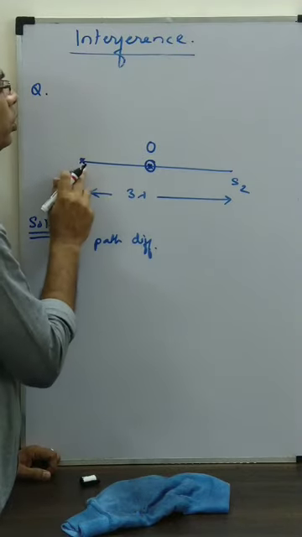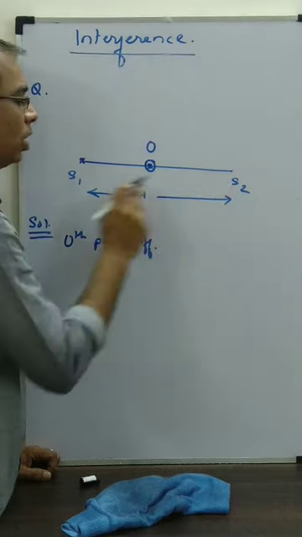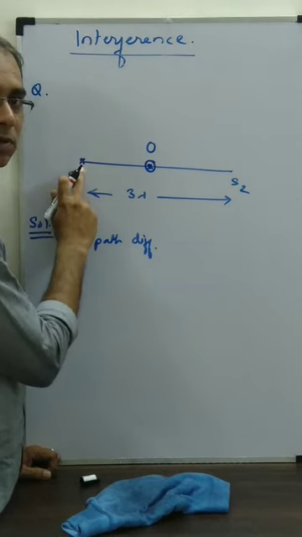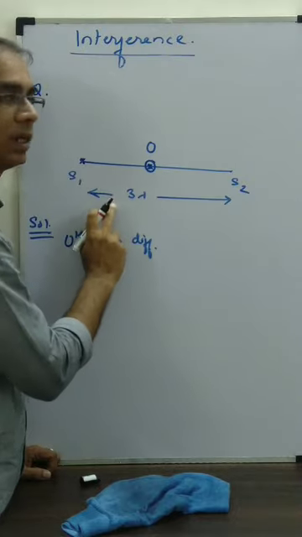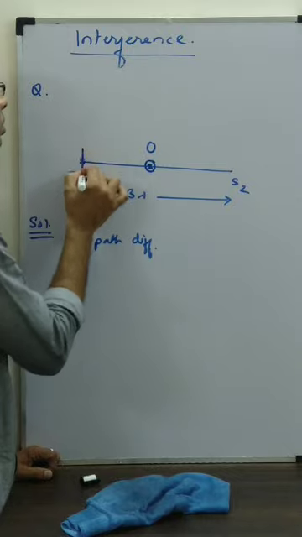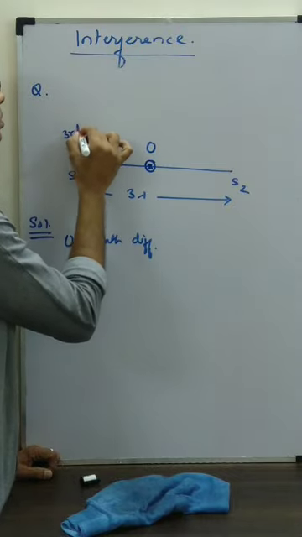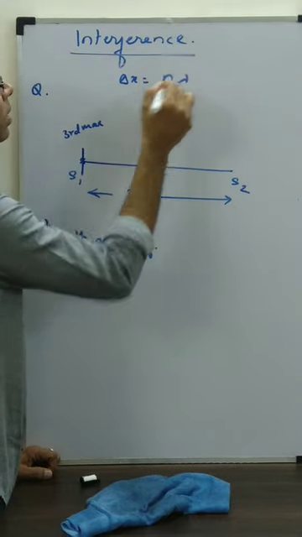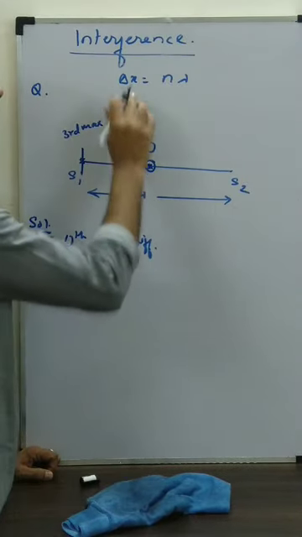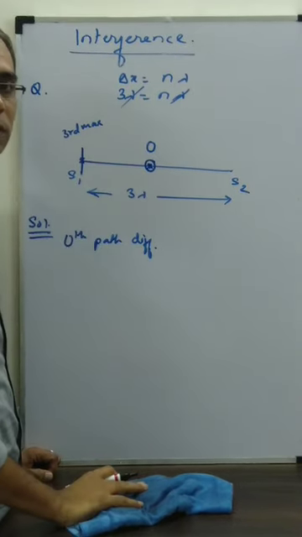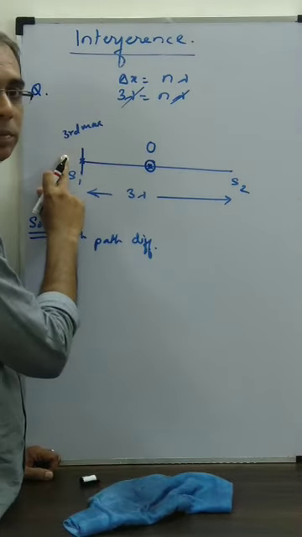At this point, what am I going to get? Because of S2, how much path is traveled by the wave? 3 lambda. Because of S1, what path is traveled by the wave? 0. 3 lambda minus 0. So path difference is 3 lambda. So that means here I am going to get the third maximum. Why third maximum? Because delta x is equal to n lambda, I have studied. And if this is 3 lambda, then what is the n value? N value is 3. So this is the third maximum.